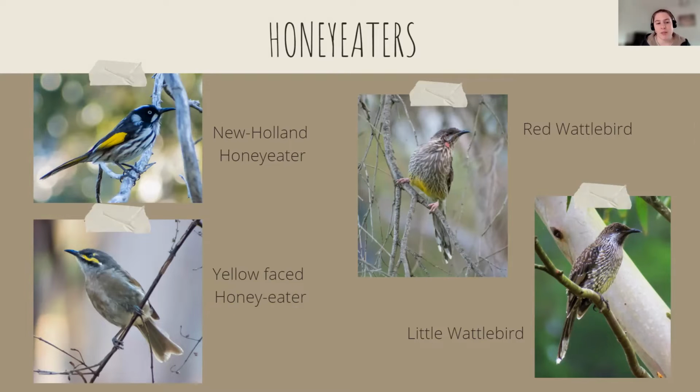So the wattlebirds, sorry, are commonly found in urban built up areas, whereas the New Holland and yellow-faced honeyeater are more found where there's a bit more scrubland and bushland. So if you have more woody middle story on your school, you might be lucky enough to see them, but there's probably a high chance you can see wattlebirds around your schoolyard.